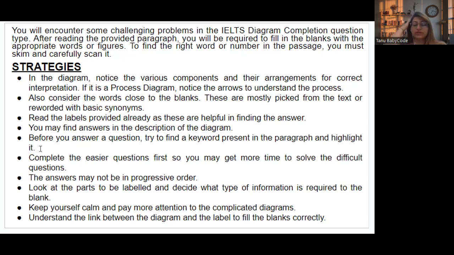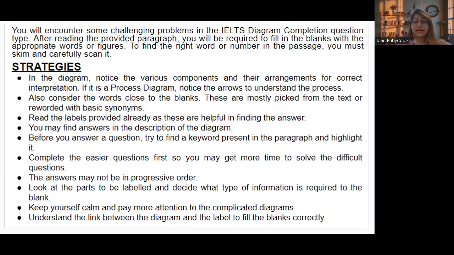Before you answer a question, try to find a keyword present in the paragraph and highlight it. Complete the easier question first so you may get some time to solve the difficult question. The answers may not be in the progressive order. Look at the parts to be labeled and decide what type of information is required for the blank. Keep yourself calm and pay more attention to the complicated diagram. Understand the link between diagram and label to fill the blanks correctly.